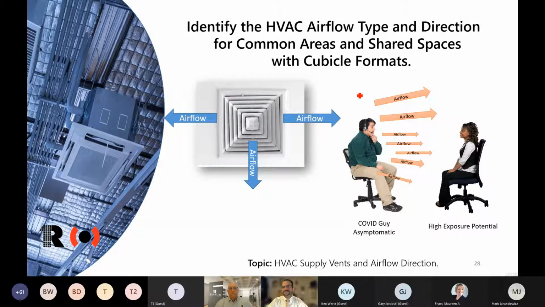Try to start thinking about the asymptomatic person here, a guy, who's not even aware that they may have something, and no respirator, of course, which they should have. But just think about the idea that air is flowing constantly over this person because this is a fixed register. The fan is running.